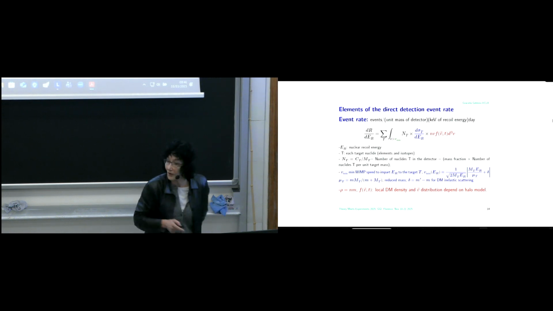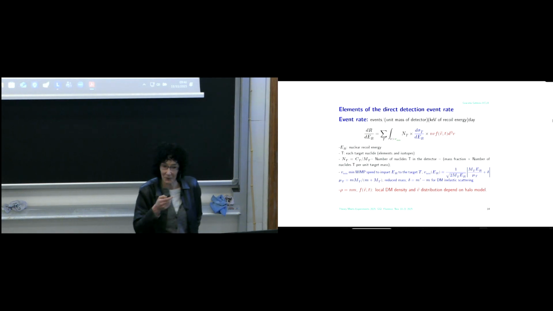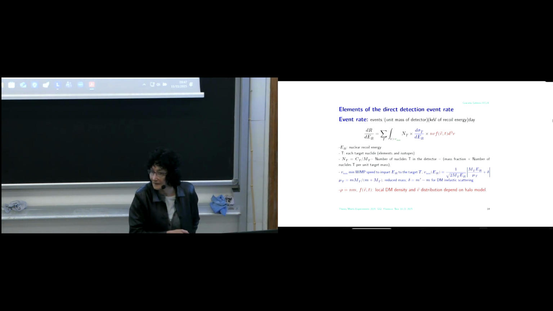Now, this n is a number density of particles that are passing through you, and this will be the local density, 0.4 or 0.3 if you want, GeV per centimeter cubed, and then divided by the mass. And this is the local dark matter density and velocity distribution. This is where your halo model enters in the rate. No?